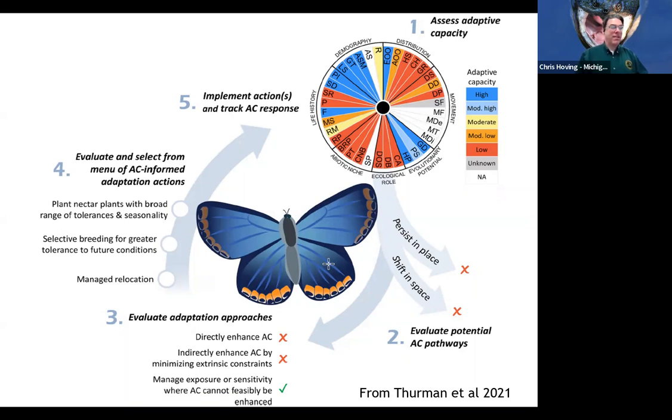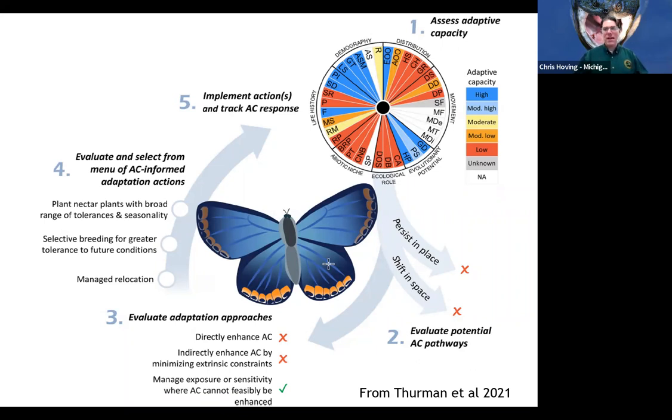Not really, either directly or indirectly. So it really comes down to managing exposure or sensitivity for this species and possibly managing relocation. Number 4 gives you some of the adaptation actions that you could do. But these adaptation actions derive from the biology of the animal itself and the unique degree and types of climate change that this species is exposed to.